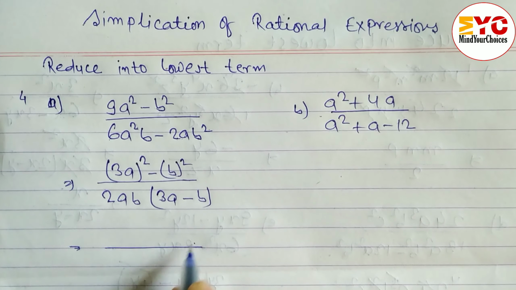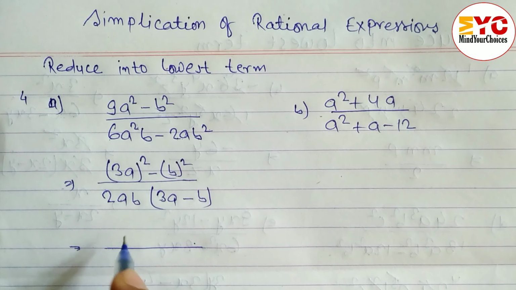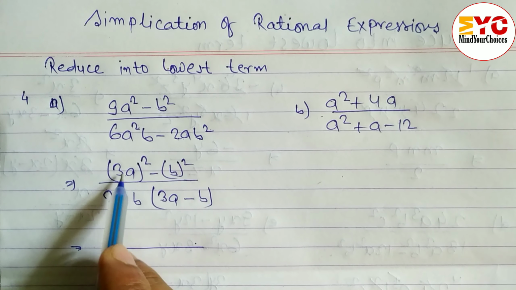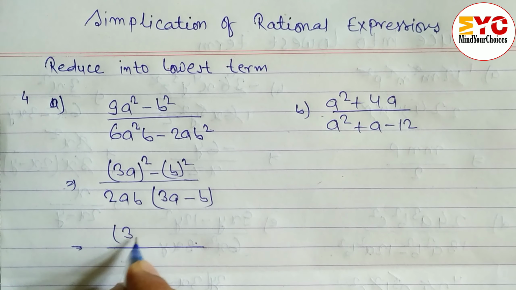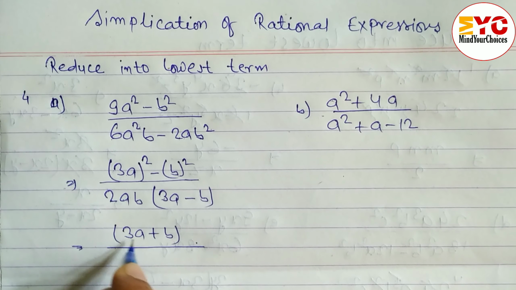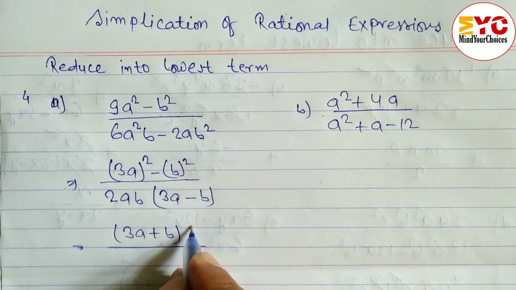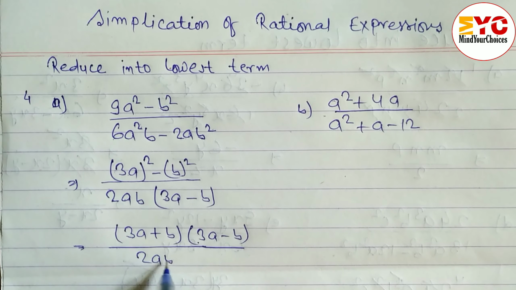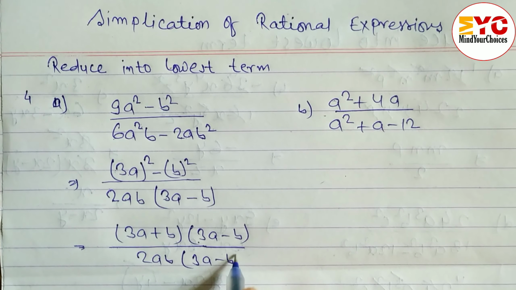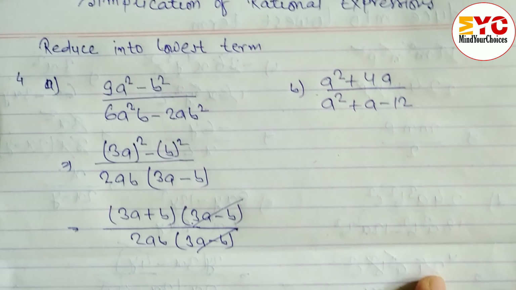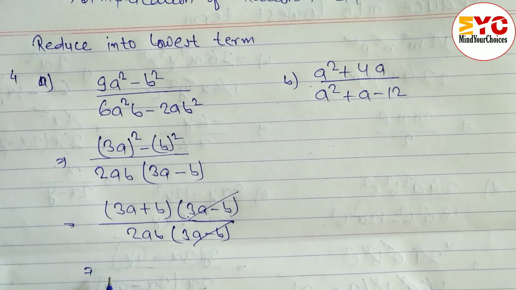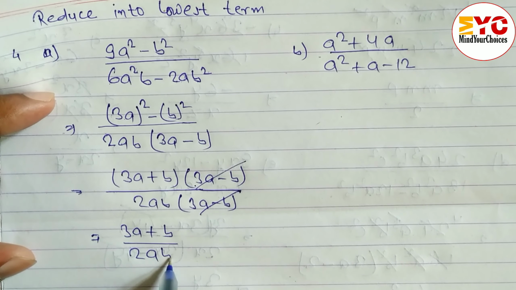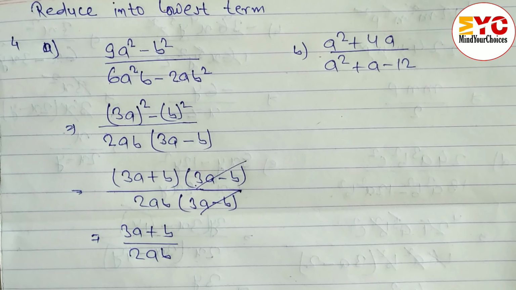After this, in the form of a square minus b square, just write the formula of a square minus b square: (a plus b)(a minus b). In the place of a, what is here? 3a. So we can write here 3a plus b, and in the place of b, b is here, then 3a minus b, by 2ab(3a minus b). This and this we can cancel. So what is remaining here? 3a plus b by 2ab. Hope you understand this question number A.